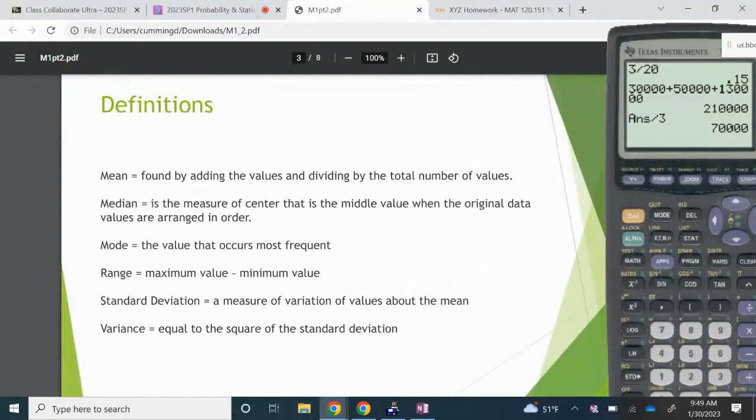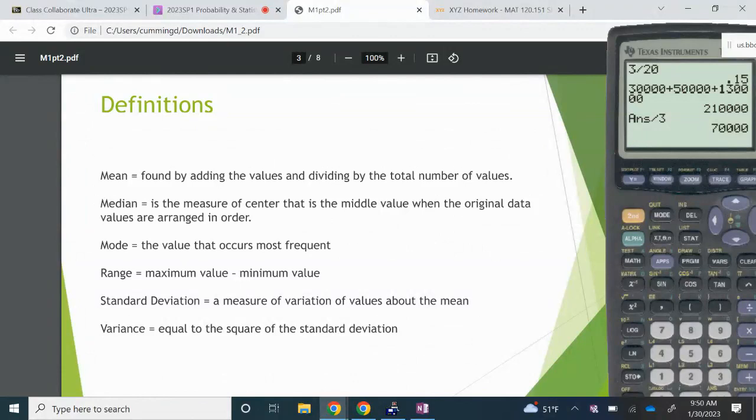All right, so next we're going to talk about some statistical definitions. We have the mean, right? And sometimes the mean is called the average. And mean is going to be represented by, this is called X bar. That's a mathematical symbol for mean, X bar.